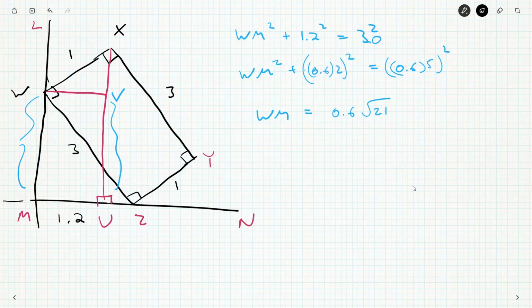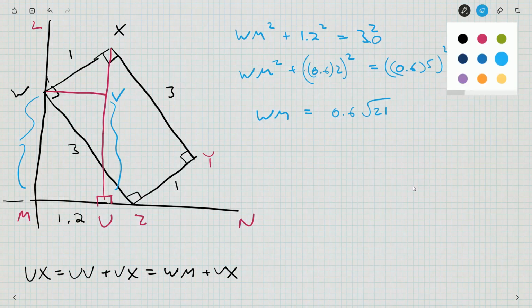Okay. So I've got WM. Fine, fantastic. But how can I figure out XV? Because we want UX, which is UV plus VX, and that's going to be WM plus VX. I have no idea what VX is. I think we're going to have some similar triangles here.